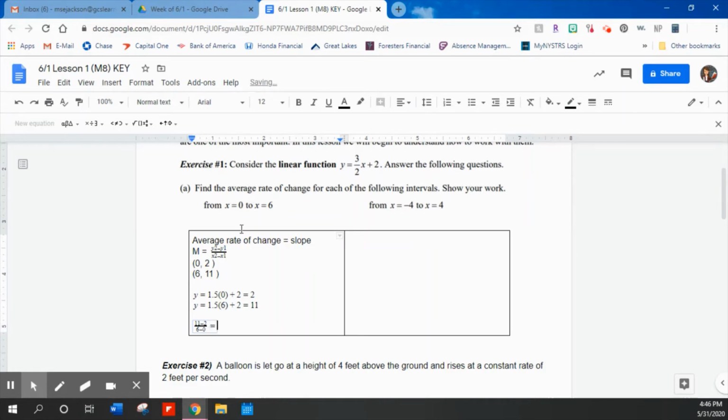And we'll start simplifying that. 11 minus 2, get my fraction operator here, is 9. 6 minus 0 is 6. And if we simplify that further, so I'm going to keep this as a fraction. Okay, so if you type this into your calculator, it would be 9 divided by 6. Okay, and we should get 1.5.